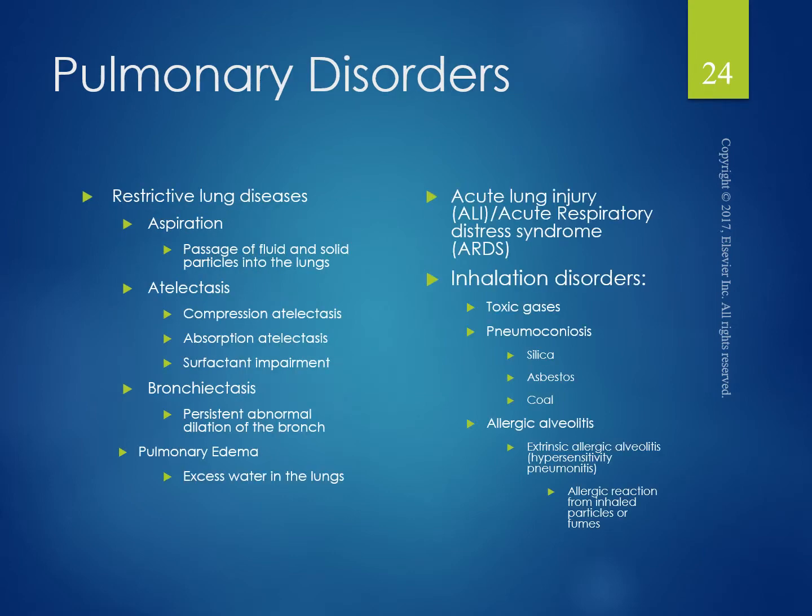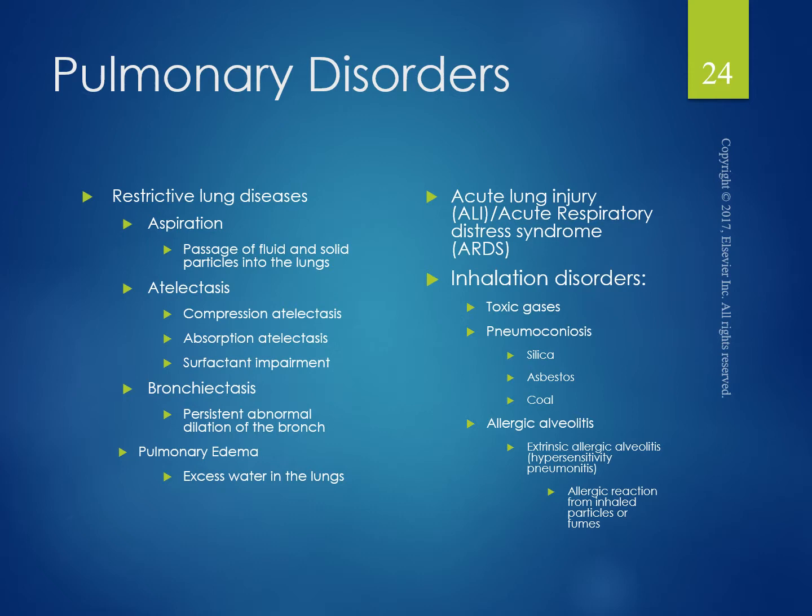So restrictive lung diseases are characterized by decreasing compliance of lung tissue. It takes more effort to expand the lung tissue during inspiration. The individuals find it is harder to breathe. They complain of dyspnea and usually will have increased respiratory rate, decreased tidal volume, decreased PVCs. They will have a mismatch effect.